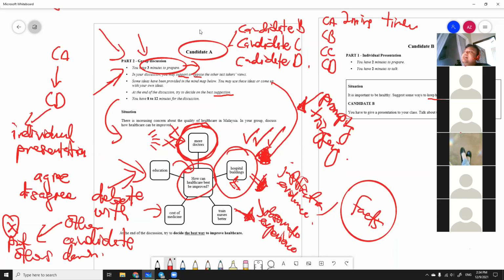Okay, so the advantage is on candidate D, because when candidate A is presenting, he will have another 2 minutes extra to prepare for their points. When candidate B is presenting, he or she will get another 2 minutes of extra time. And when candidate C is presenting, of course, candidate D will get another 2 minutes extra. So altogether, including the 2 minutes to prepare, candidate D will have 8 minutes extra.